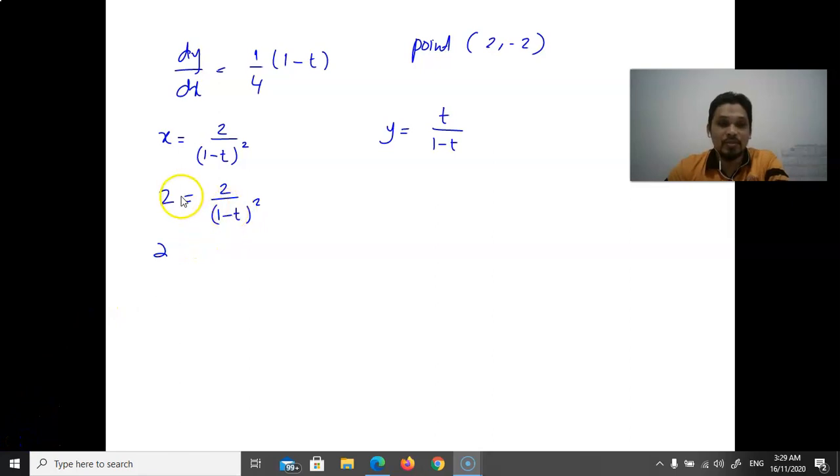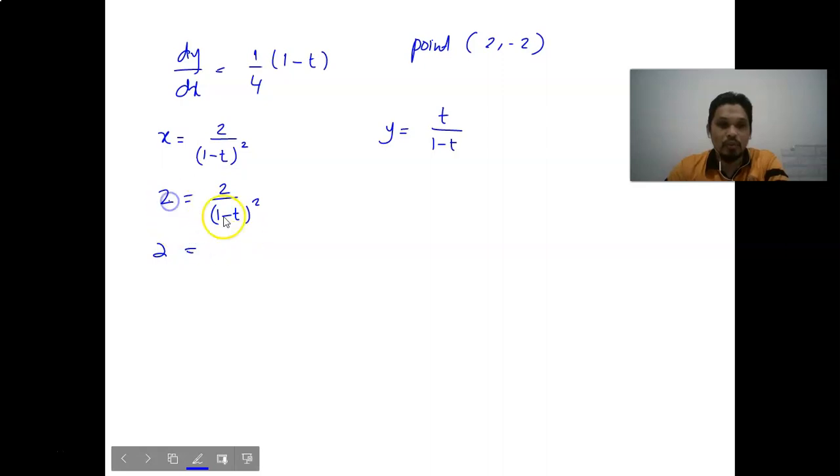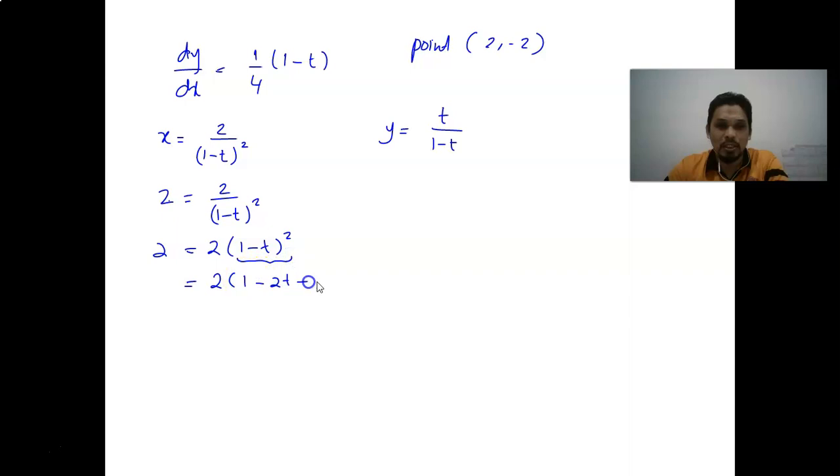Okay, so cross multiply: 2 multiplied with 1 minus t squared equals 2. Expansion of this comes out with 1 minus 2t plus t squared. Expansion of 1 minus t multiplied with 1 minus t comes out with 1 and minus 2t plus t squared, because negative t multiplied with negative t. I think that you still remember this.